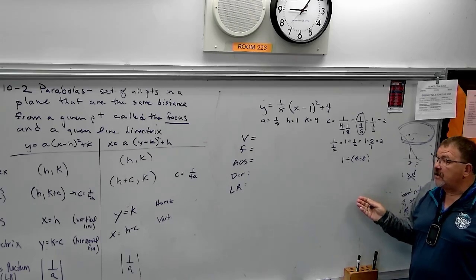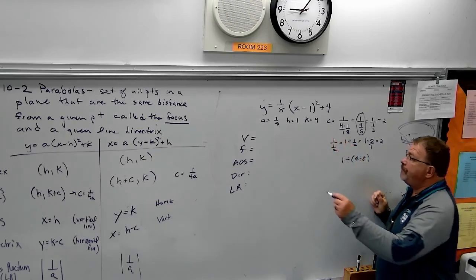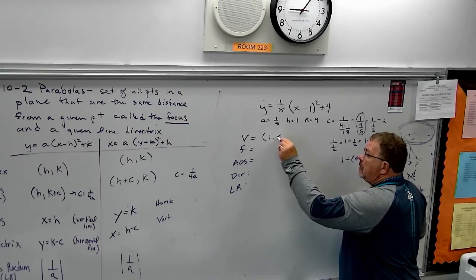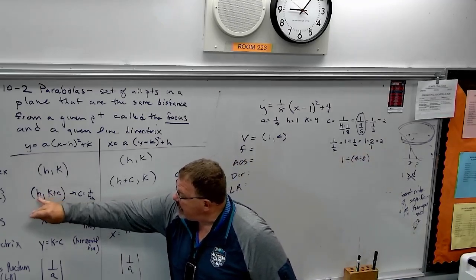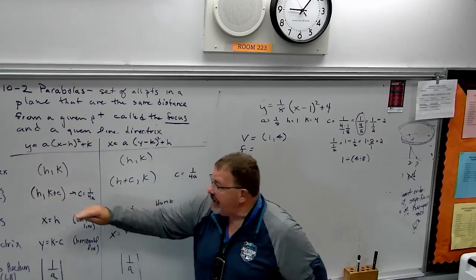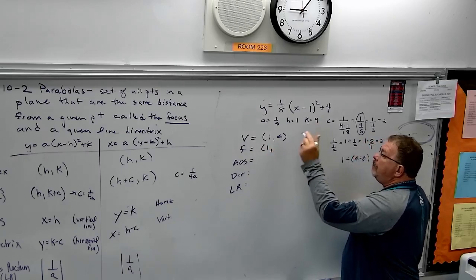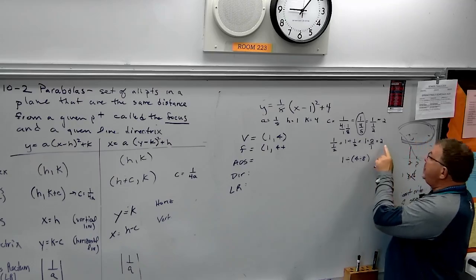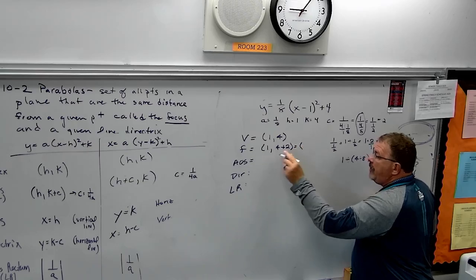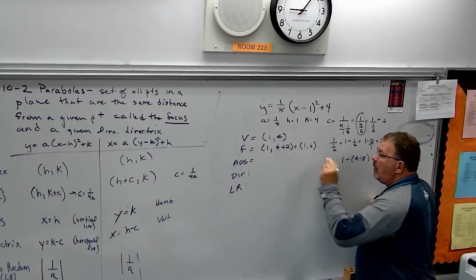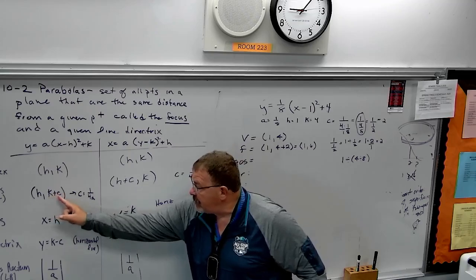Okay, let's just plug in what we know. Notice the vertex is H, K. What's our H? And our K. Okay. Our focus. Okay, this is where you got to be careful. Notice it's H and then K plus C. And C was equal to 2. Now, don't leave it like that. Just come over here and clean that up. That is 1 comma 6. 4 plus 2 is 6. All I did is I plugged in K plus C.